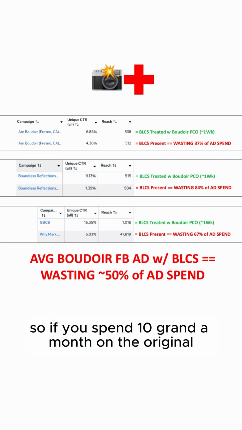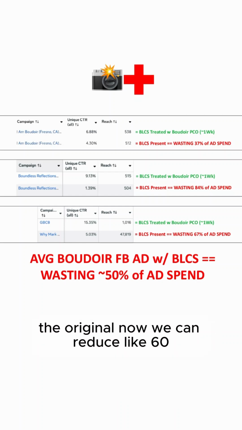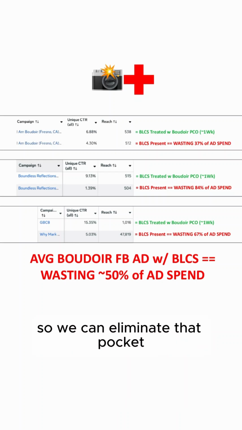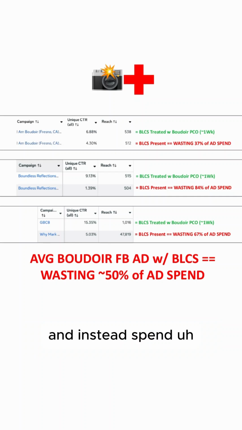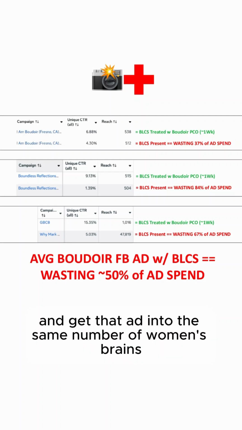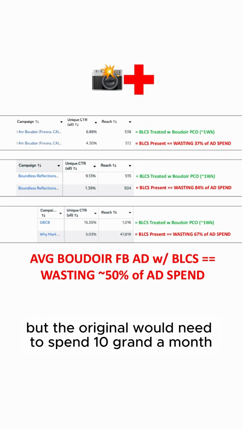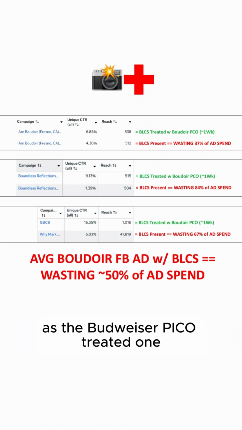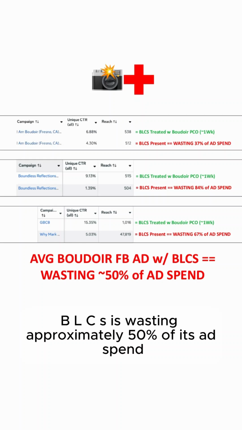So if you spend 10 grand a month on the original Boudoir Facebook ad, basically $6,700 a month is being wasted. So we can eliminate that, pocket that, simply not spend it, get a $6,700 a month bonus, and instead spend $3,300 a month on the new Boudoir Pico treated Facebook ad, and get that ad into the same number of women's brains as the original. But the original would need to spend 10 grand a month, literally like 3 times the amount of the Boudoir Pico treated one.